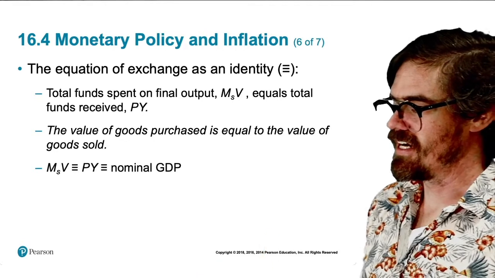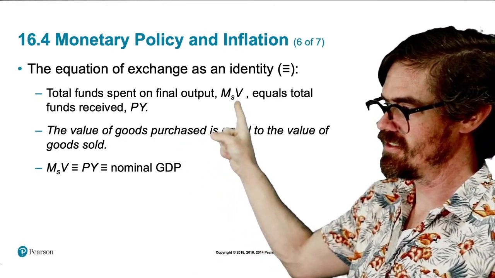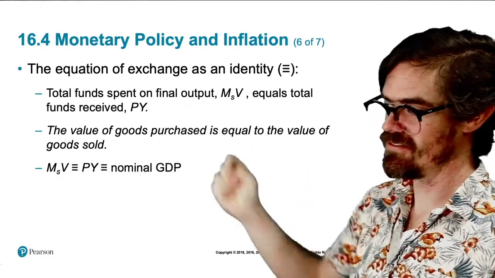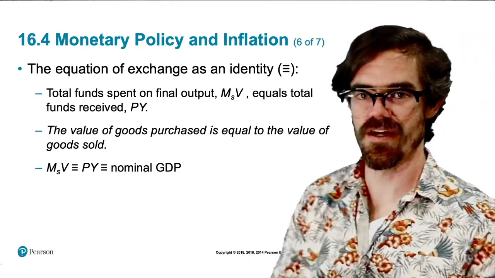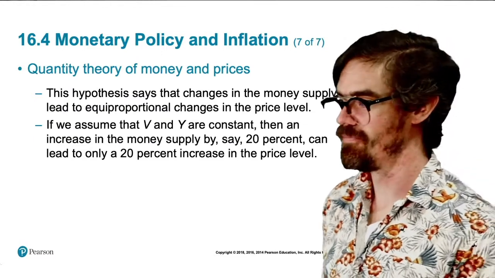Right? And so that's exactly what we're seeing. The value of goods purchased, this, is equal to the value of goods sold, this, right? So that's where our equation is coming from. That's why it is defined the way it is. That's why it's an identity.